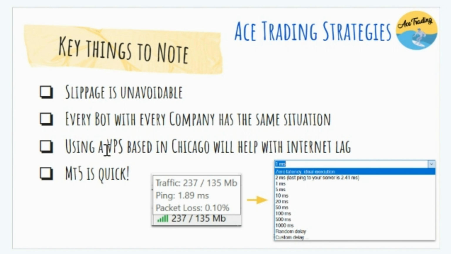Okay, I use a VPS which is based in Chicago, which does help my internet lag, and I use MT5 for my personal account, and that is super quick. You can see my ping, 1.89 milliseconds. And when you do backtesting in MetaTrader, you can actually identify and trade with different types of timing. So I could trade with my backtesting doing 100 milliseconds, which may be what NinjaTrader may be using. Obviously, it's different depending on where you are in the world and how far the internet has to travel, so how fast the order has to travel. But we're talking about microseconds here.